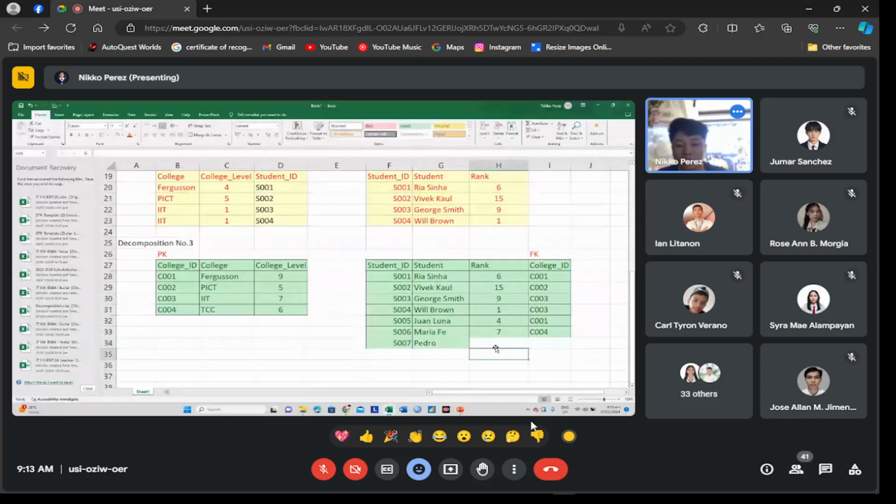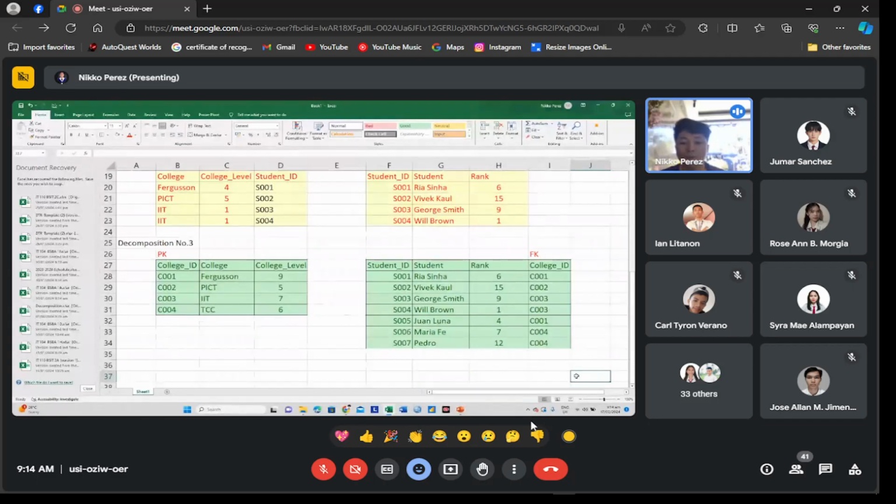Pedro also enrolled in the college TCC, and his rank is 12. The college is C004. So, it is very easy to insert. Right? You don't have to know all the info about the college, because all you have to do is make use of the ID number. So, we resolve all of those issues.